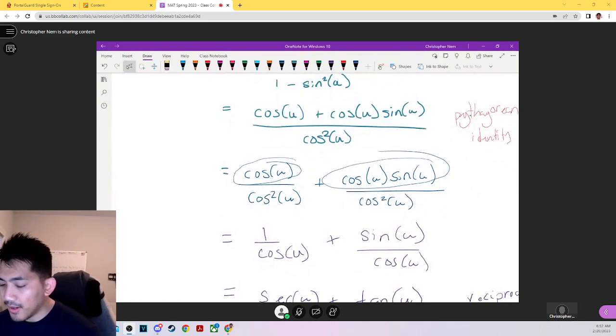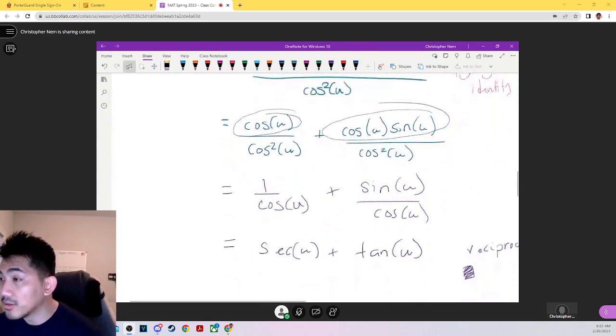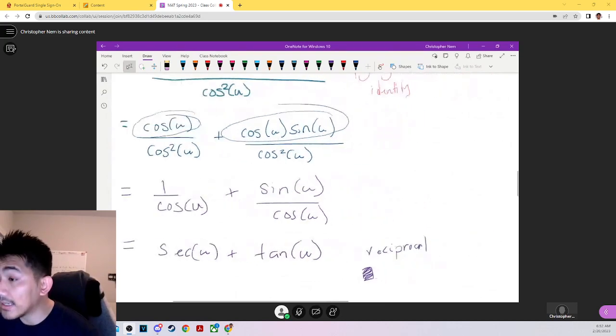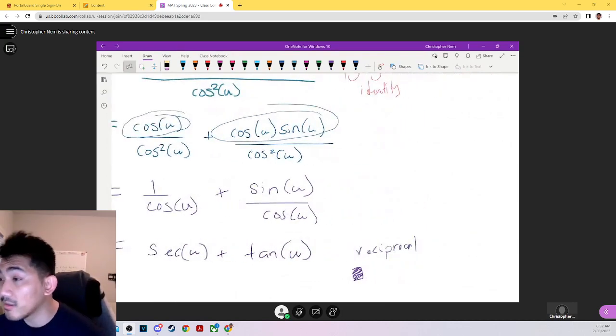And then I can simplify this, cancel out the cosines of u's and whatnot, and then I get the property or identity or the proof. Secant of u plus tangent u. And then, I state the explanation, the reciprocal identity, Pythagorean identity, all of that. So you need to do that.